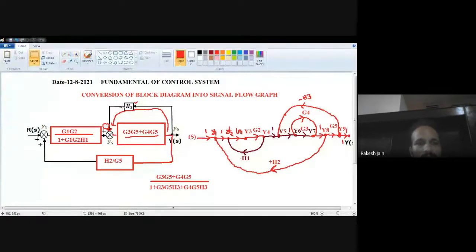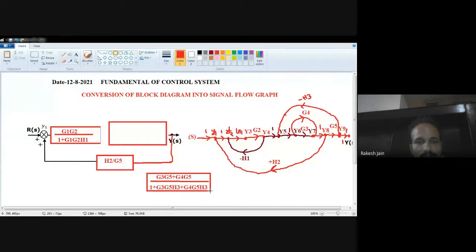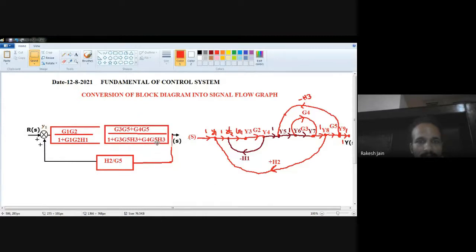So what will happen? This complete set of blocks will be removed, and only a single block will remain instead of this complex one, whose value will be equal to this. I just move this one in place. Only a single block will remain, whose value is this one.